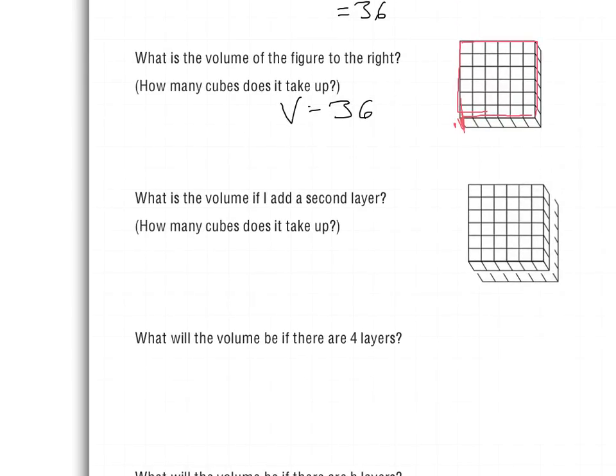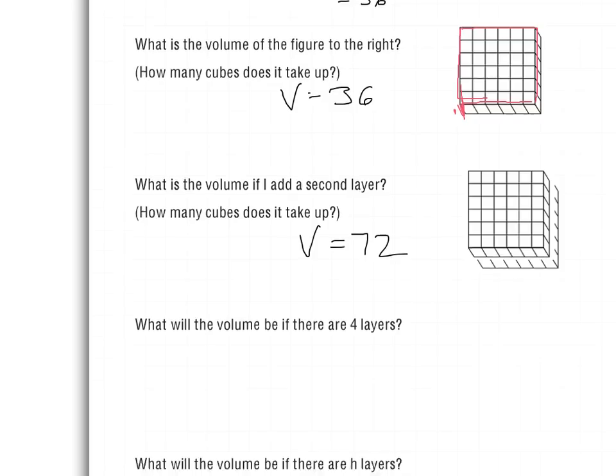Most of you are telling me that V is equal to 72. So how did you do that? Did you actually go through and count every cube? Discuss with your team, is there maybe a faster way rather than counting every cube? What would the volume be if there were 4 layers? Is there a faster way to do that?